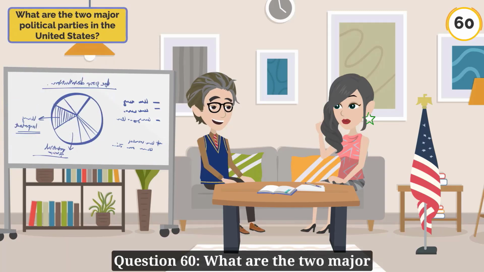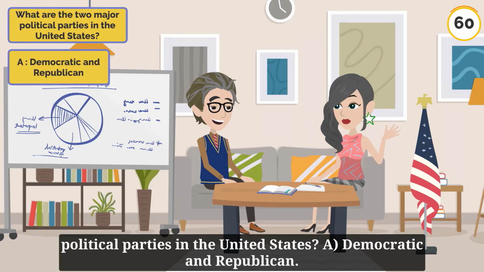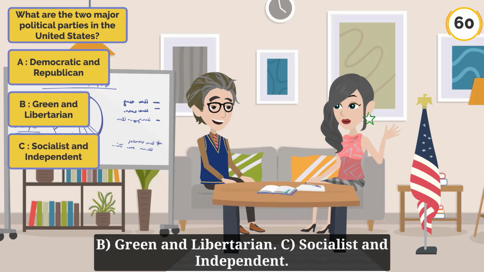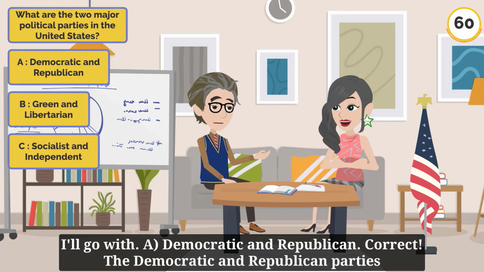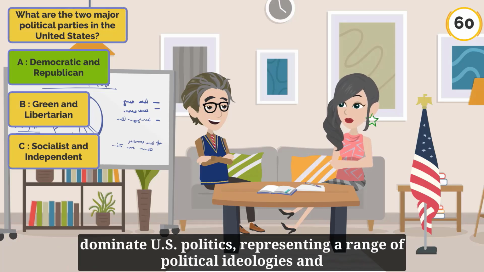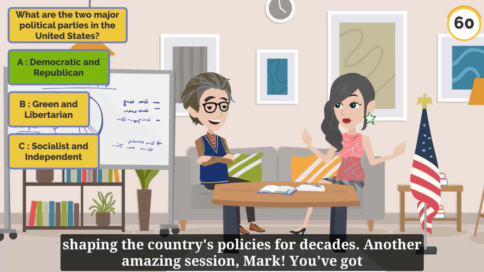Question 60. What are the 2 major political parties in the United States? A. Democratic and Republican. B. Green and Libertarian. C. Socialist and Independent. I'll go with A. Democratic and Republican. Correct. The Democratic and Republican parties dominate U.S. politics, representing a range of political ideologies and shaping the country's policies for decades.